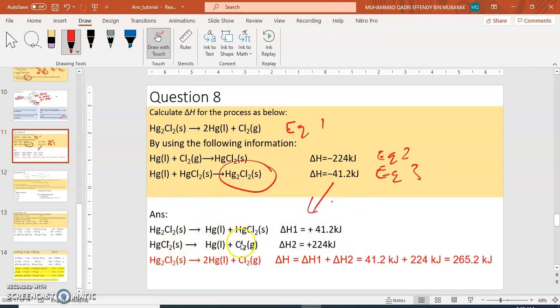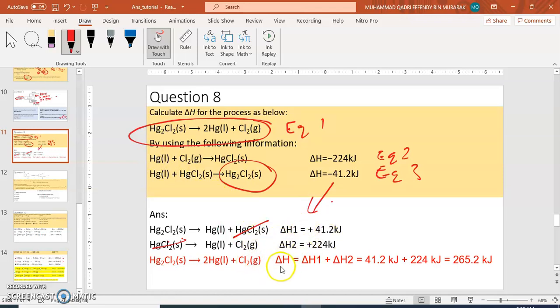From here, we can eliminate any element that we want, because we want to make the equation balanced. Once we eliminate this, when we combine the equations, we will have mercury chloride here, and adding it together, 2Hg plus chlorine gas. So it is the same as our intended or final equation.